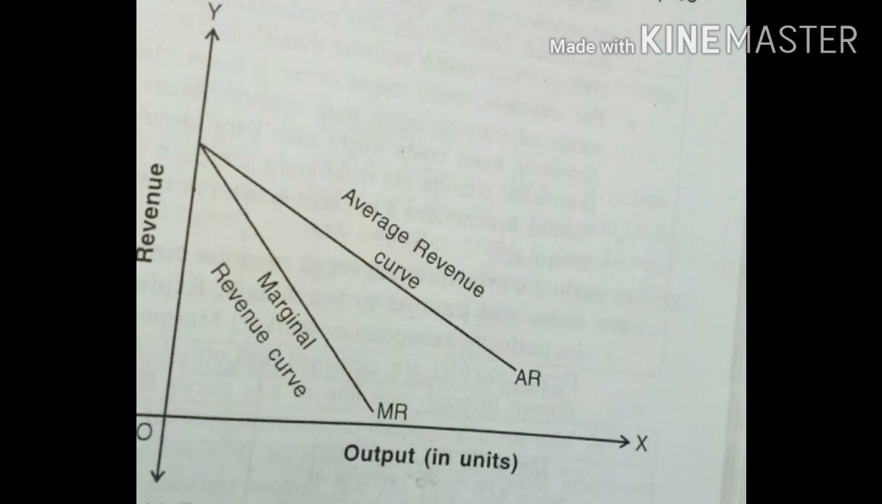As price decreases, the average revenue decreases and its curve slopes downward from left to right. Hence, the revenue curve is negatively sloped. So, this is an imperfect market competition.